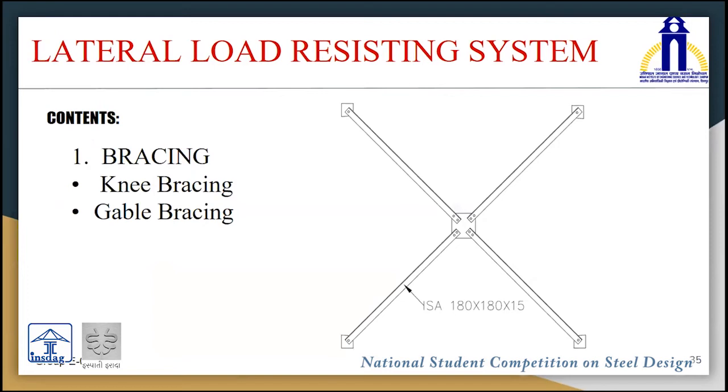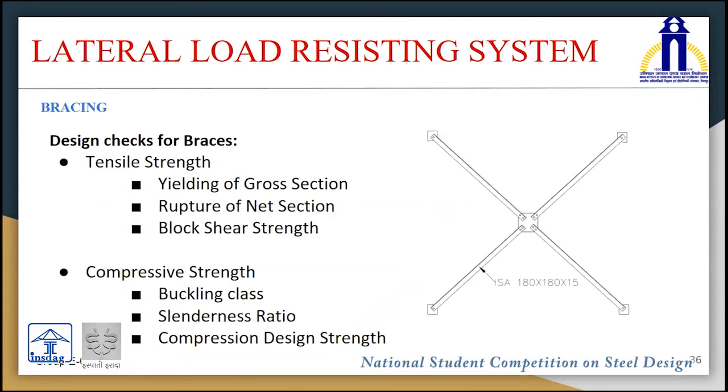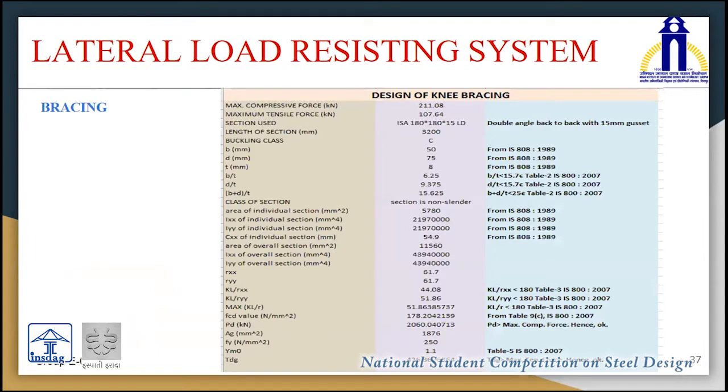The main elements to take the lateral loads are the bracings. In our structure, we have two types of bracings, knee bracing and gable bracings. Design checks for bracings are done for tension: yielding of cross section, rupture of net section, and block shear strength. For compression, we have checked for buckling, slenderness, and cross section yielding. Here is the detailed calculation of bracing.